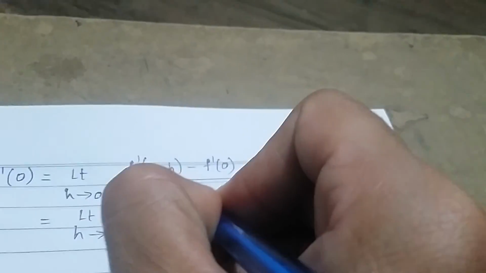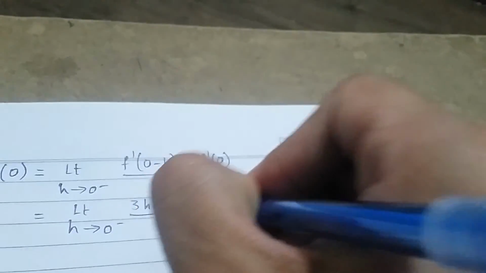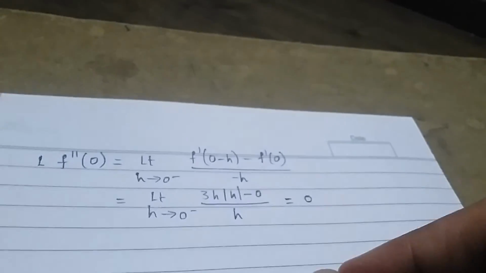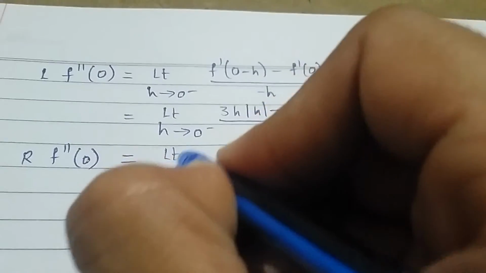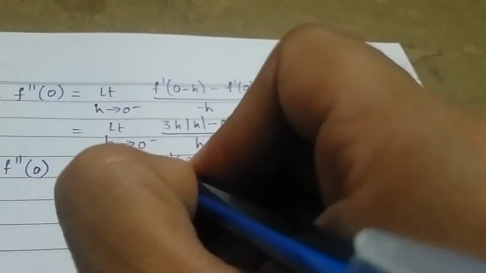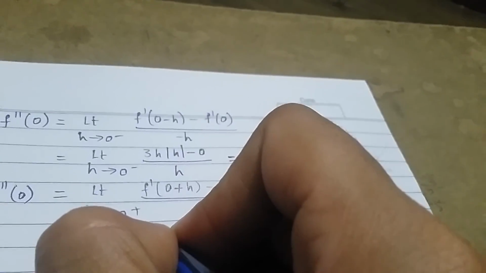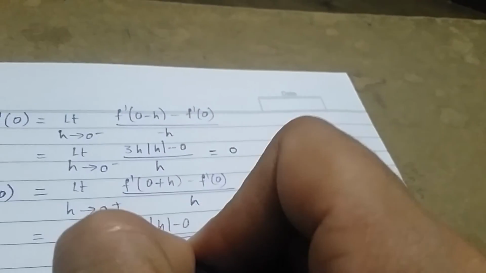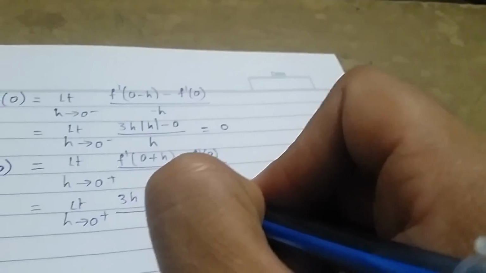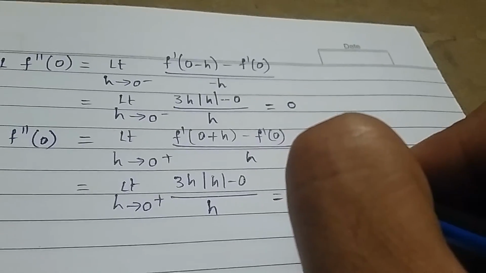you get limit h tends to 0 minus, 3h into mod h minus 0 divided by h, and this is equal to 0, you will get as the answer. And right hand differentiability of this function, f double dash of 0, is equal to limit h tends to 0 plus, f dash of 0 plus h minus f dash of 0 by h. If you simplify, you get limit h tends to 0 plus, 3h mod h minus 0 divided by h, whose value is 0 here also in this case.